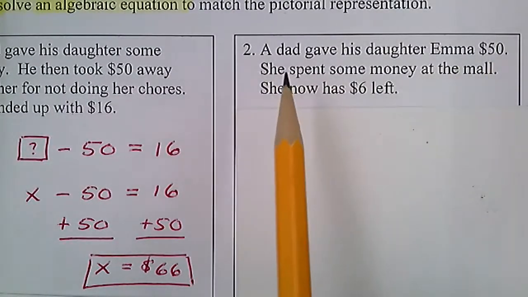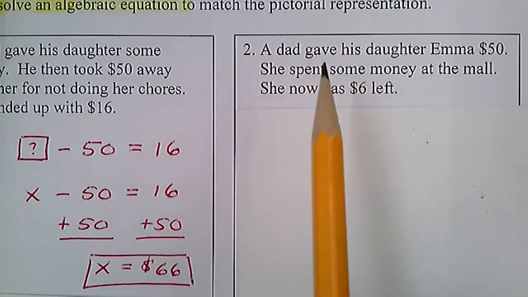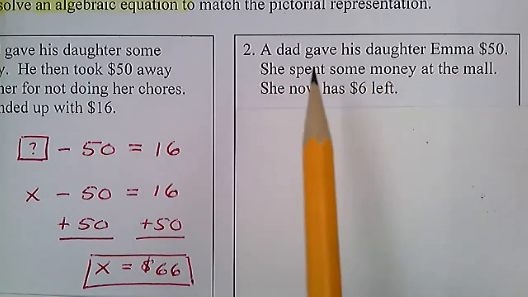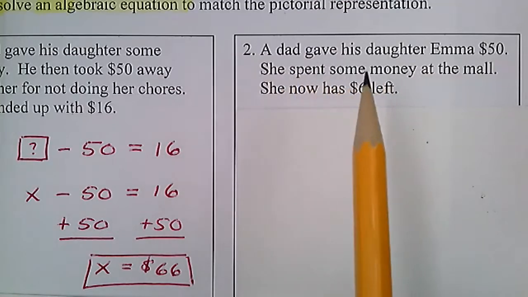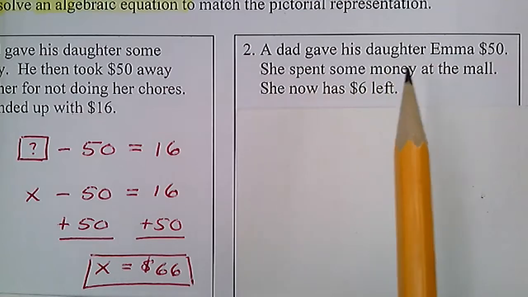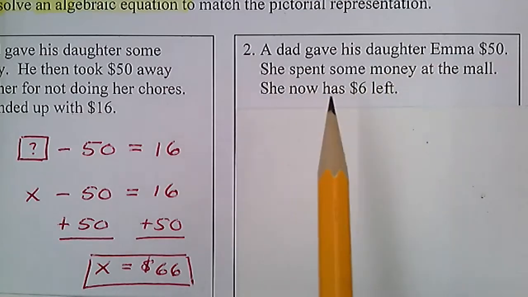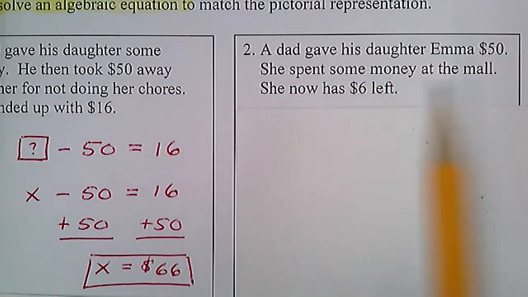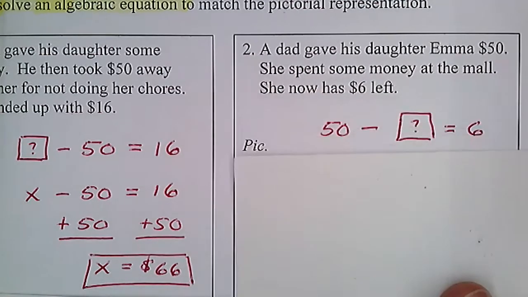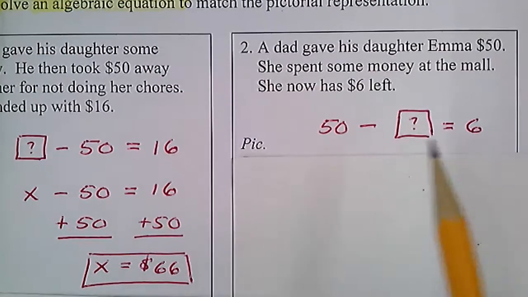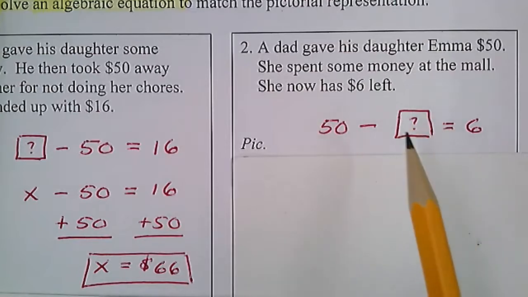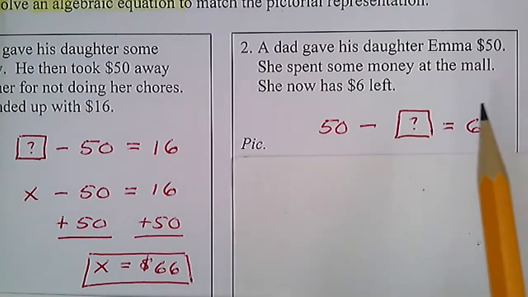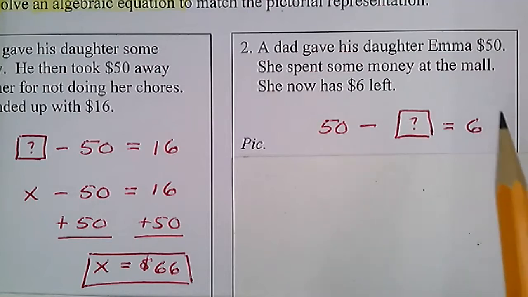And then she spent some money. If she's spending, this would be a negative concept or a minus, but we don't know how much she spent. And now she has $6 left, so this would be what it's equal to. Okay, so we're going to start off with 50 and then minus, but we don't know how much, so we're going to use a question mark tile. And then she has $6 left over.